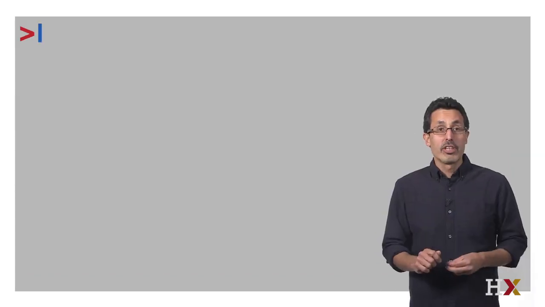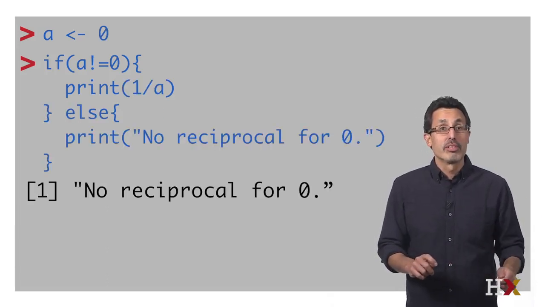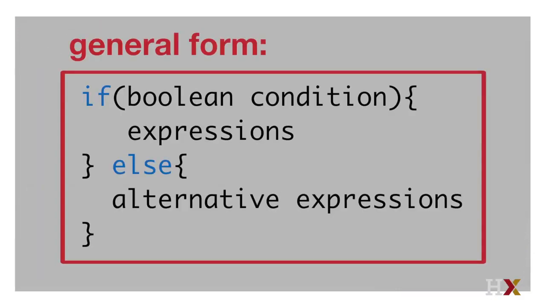You can run the function now with A equals 2 and you get a different answer than if you run the function with A equals 0. Here's the general form of an if-else statement. We type if and then a condition. We call these Boolean conditions. If that is true, the expressions in the brackets following that condition are performed. If that is not true, then the alternative expressions encompassed by the else brackets are performed.